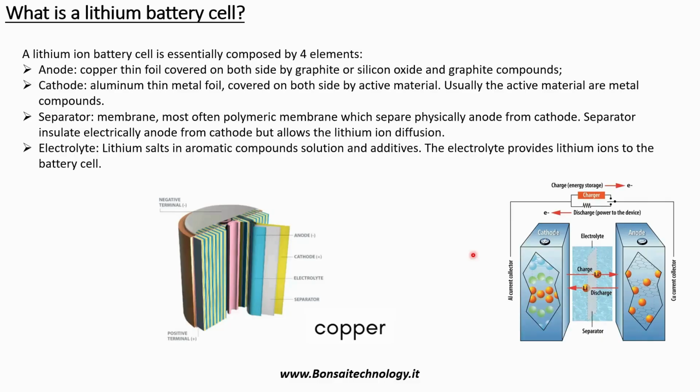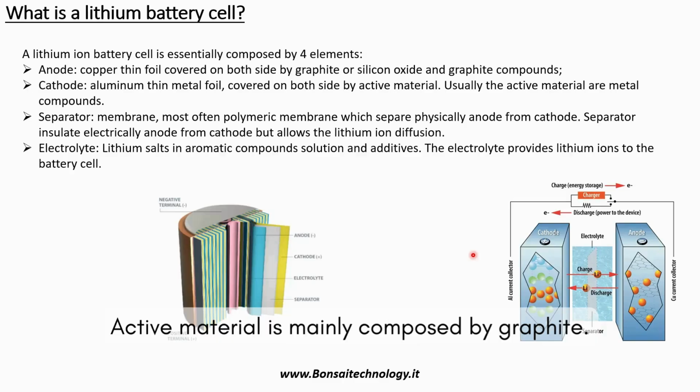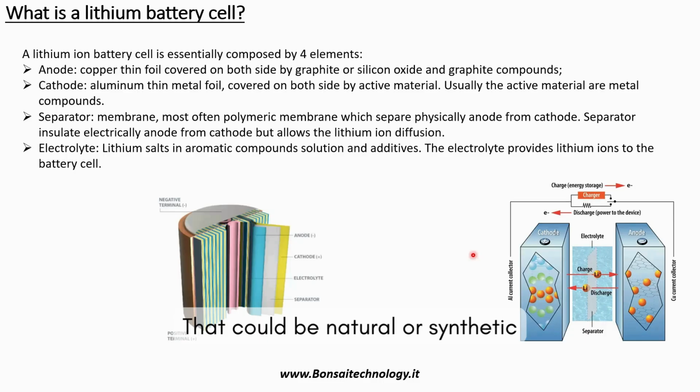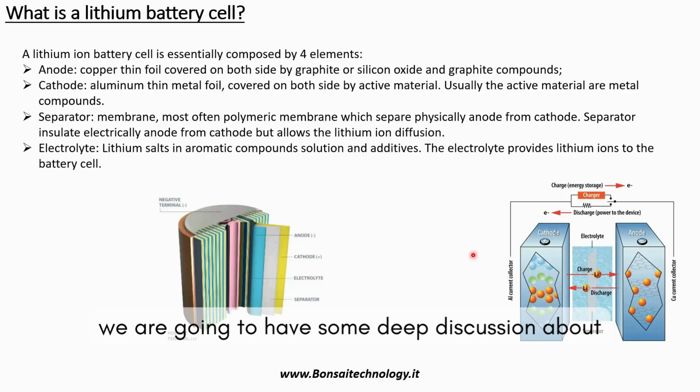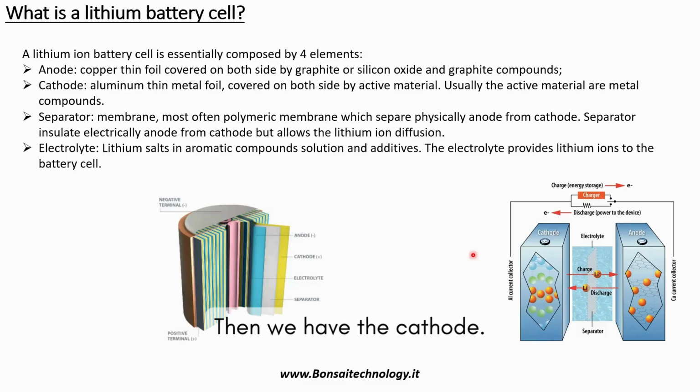The anode is a copper thin foil covered on both sides by active material. For the anode, the active material is mainly composed of graphite, which could be natural or synthetic, and or graphite with silicon oxide compounds. This is a new generation of anode. Later on, we are going to have a deeper discussion about that.